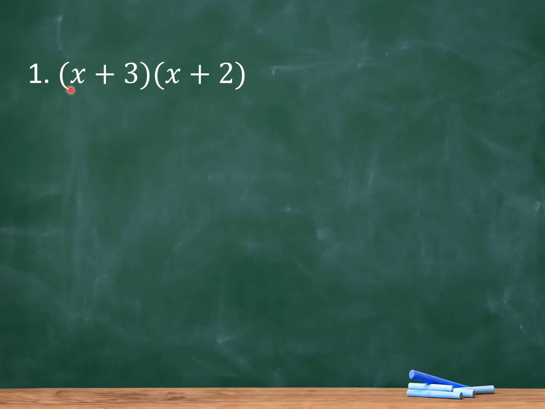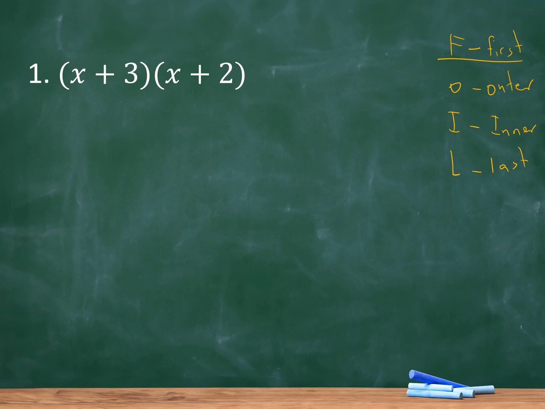Example number 1, x plus 3 times x plus 2. We will multiply these two binomials using a method called the FOIL method. It's right here. FOIL method, F stands for the first, O stands for the outer, I stands for the inner, and then L stands for the last. So let's start with F.